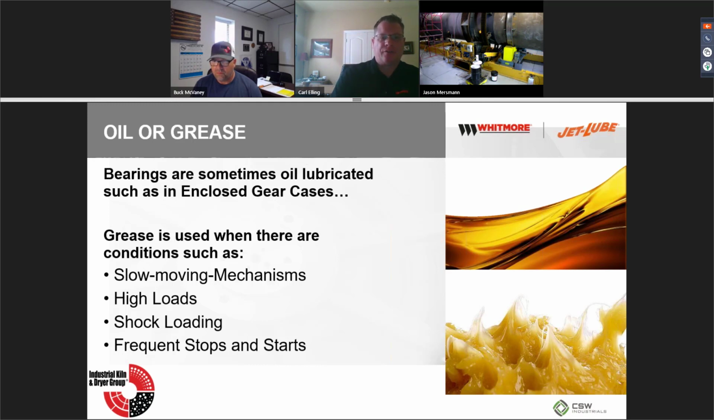You also have grease, but grease is typically used where you've got slow moving mechanisms, extremely high loads. There may be shock that the unit actually sees, so they'll use grease to help with that shock value. And if you have a gearbox that has frequent stops and starts, grease is typically used in those applications, so you keep the lubricant in the application more than you do with the fluid.